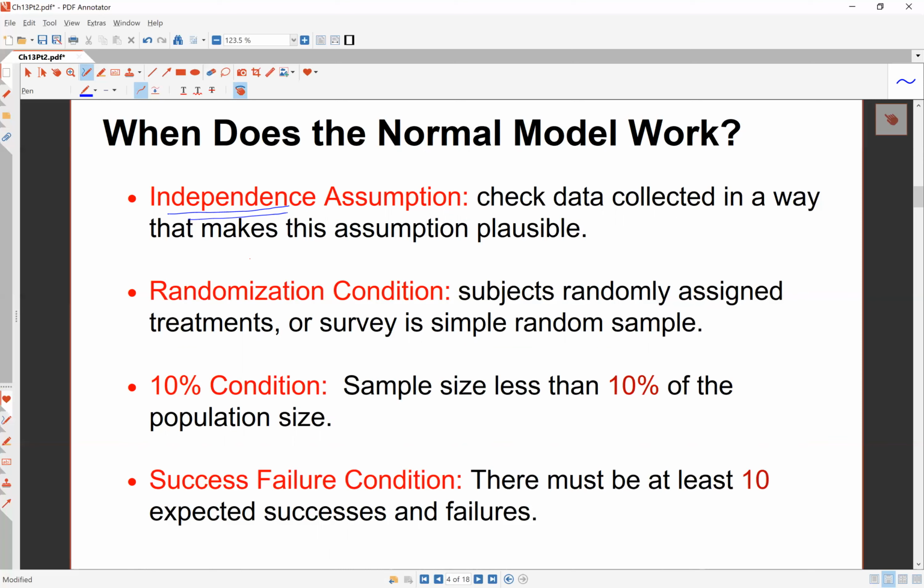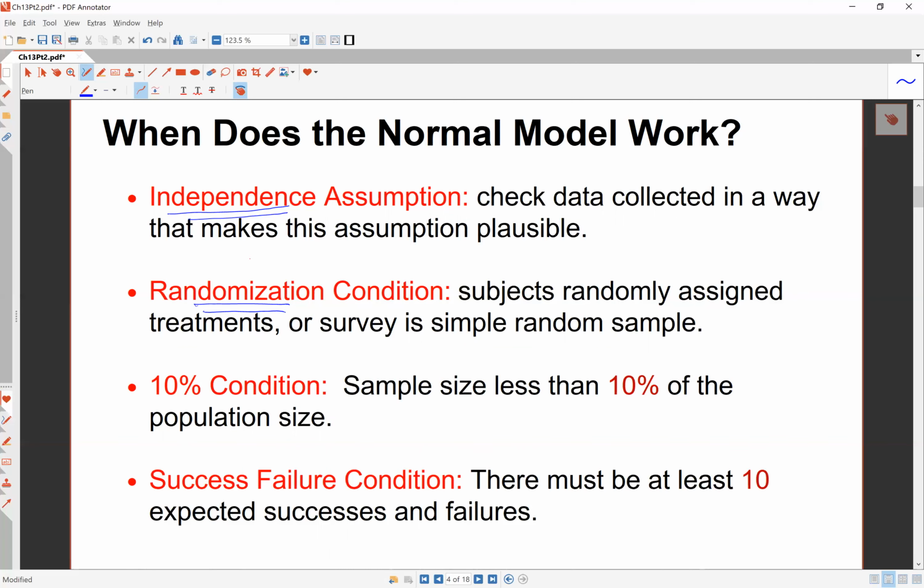Secondly, we need randomization. This means we're either taking a simple random sample, and we've talked about that before, or if we're looking at a treatment, it means some people are randomly assigned to receiving a treatment and other people are randomly assigned to being in a control group. But randomization needs to happen in some way.